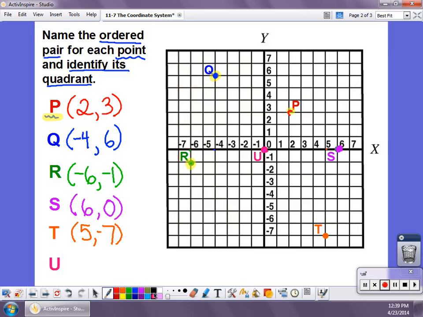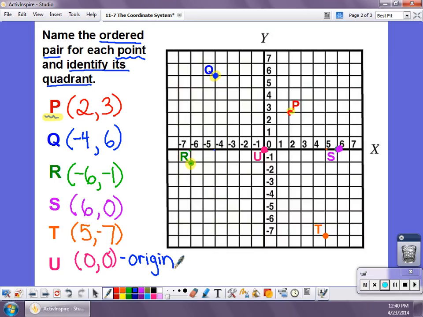And last but not least, my point right here. Am I going to go to the right or the left? Nope, not at all. So since I don't move right or left at all, that's a 0. And then I got to see, okay, how far up or down did I go? Well, it didn't move up or down at all, so that's a 0. So 0, 0 is my ordered pair for U. And remember, what's the special name we give 0, 0? That's your origin. So I'm going to put that in right next to it.